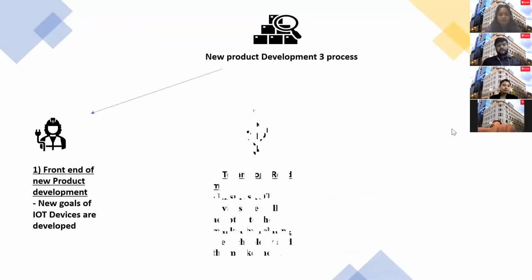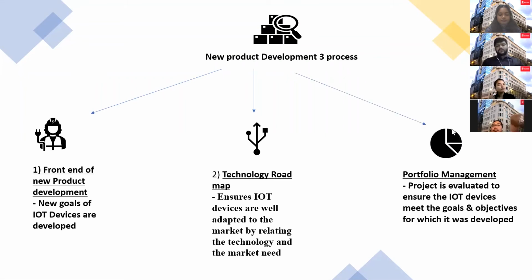And in this, we have three development processes. One is the front end, the other one is the technological roadmap, and the third one is portfolio management. While coming to the front end, it discusses the new goals of IoT devices. For the technological roadmap, it ensures that the IoT devices are well adapted to the market by relating the technological and market needs. While coming to portfolio management, it discusses the IoT devices which meet the goals and objectives which are already developed.